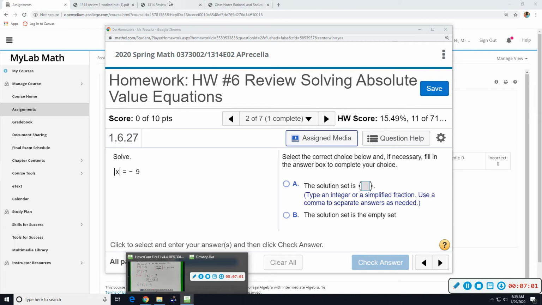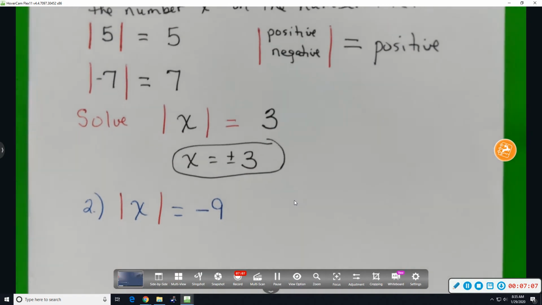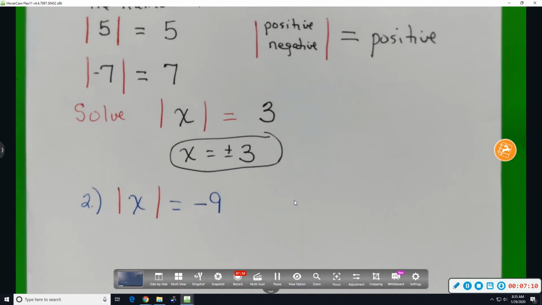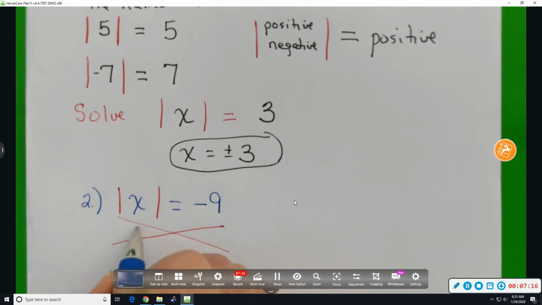Absolute value of x equals negative 9. Let me lift this up a little. What do you think the common wrong answer is? Do you also do this? Plus minus 9. Why is that wrong? What's wrong about this problem?